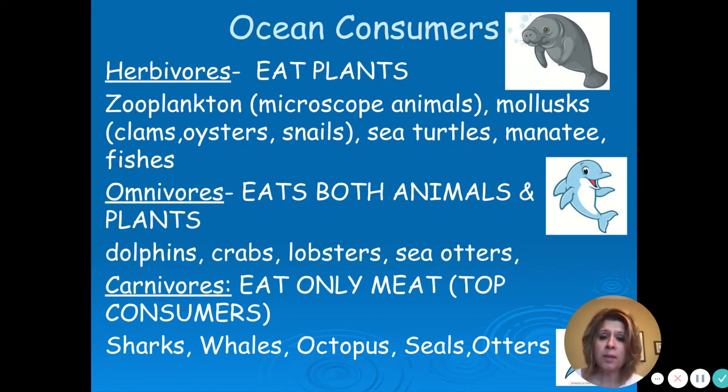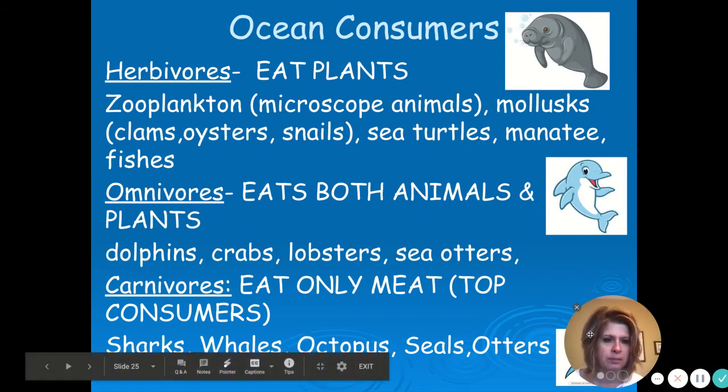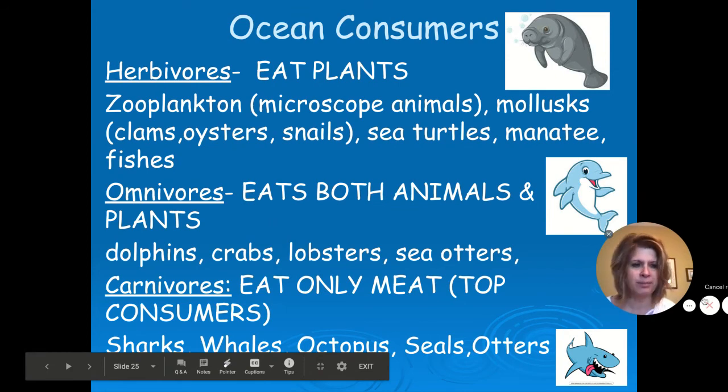Carnivores eat only meat. They're the top consumers, meaning they have to eat a lot because they've lost a lot of energy. They have the least amount of energy of everything in the ocean because phytoplankton has the most energy. They're carnivores, eating very meaty things: sharks, whales, octopus, seals, and otters. Some of them are very graphic in their meat eating. You probably have seen the sharks eating them. Yum!